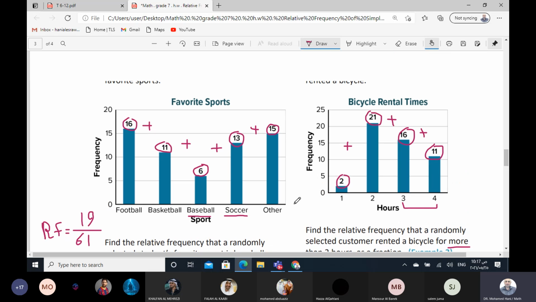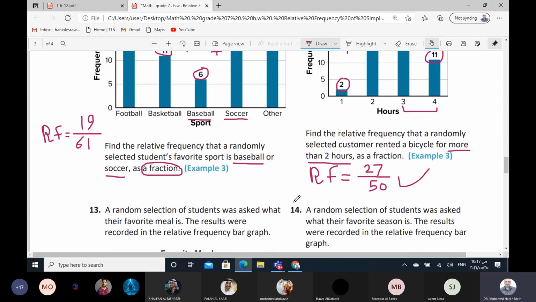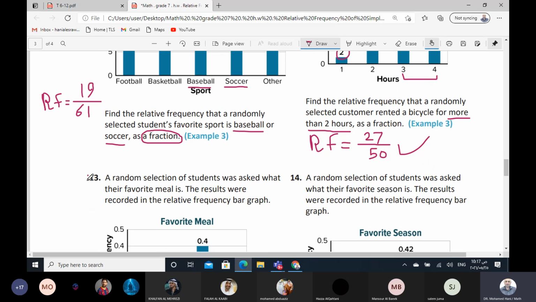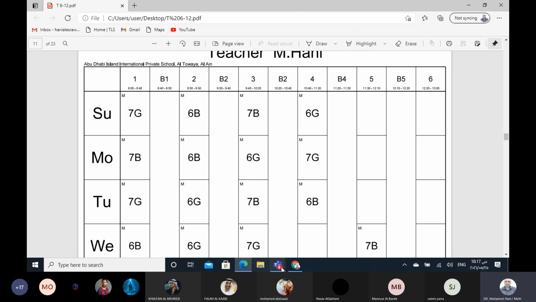Okay, I will stop here in number 12. Remind me, inshallah, next lesson to start from 13. Let us take attendance, then you can leave.